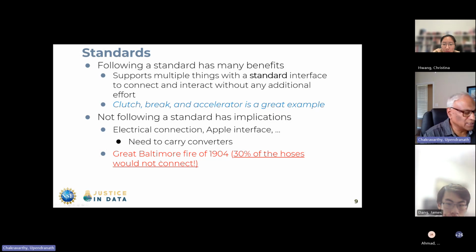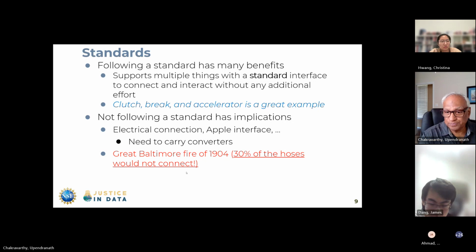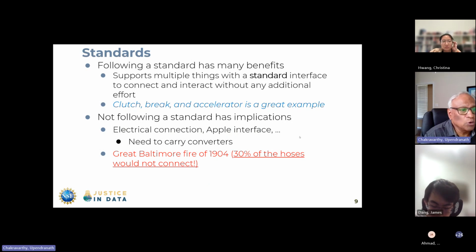So here is an example of what happened when standardization had not become popular. There was a fire in Baltimore in 1904. And when the fire engines went there, 30% of the hoses would not connect because the hoses had one type of connection. The fire hydrants had a different type of connection, so they could not connect to each other. So this is the problem when you don't adhere to standards.